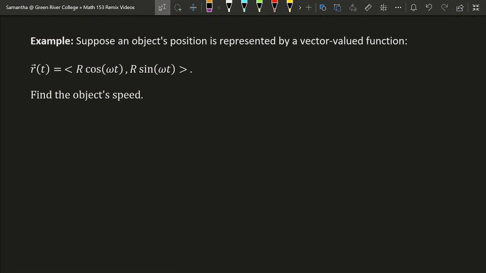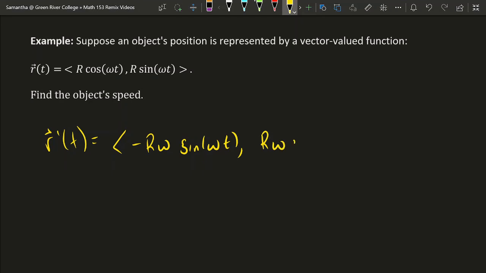Now, the cutest way to find the speed, based on what we have just done in the previous couple of formulas, will be to go ahead and find the velocity vector, which would be negative r times omega sine of omega t, and positive r times omega cosine of omega t. Now that I have this, all that I need to do is go in and calculate the magnitude of this velocity vector.